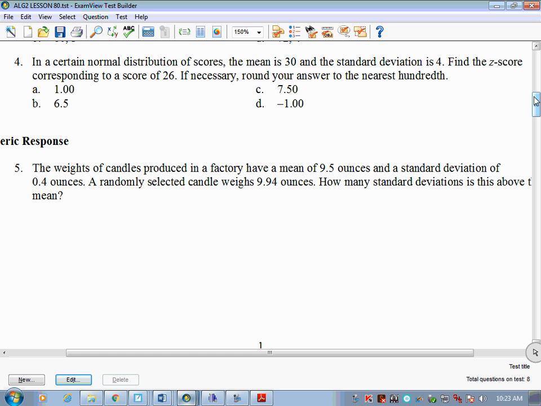In a certain normal distribution of scores, the mean is 30. We know we're going to need that. The standard deviation is 4. We're going to need that. We want to find a corresponding z-score to a score of 26. All right, so what am I going to write here? 26 minus 30 divided by 4. All right, 26 minus 30 is what? Negative 4. What's negative 4 divided by 4? Negative 1. My answer is what? D. Okay. All right, was that doable? Good. As long as you remember what we need to do.